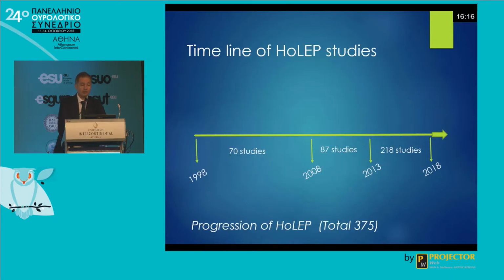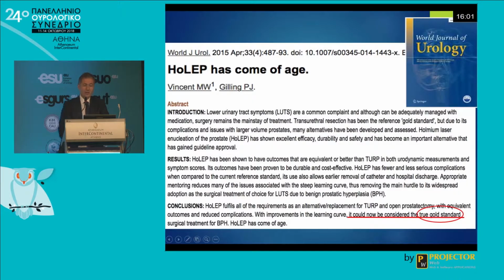And I would like to show you the timeline of HOLEP studies. Please look at the last 5 years. After 2013, the frequency is increasing for HOLEP. So, Peter Gilling used this topic for his article: HOLEP has come of age. I fully agree with him. HOLEP could now be considered the true gold standard surgical treatment for BPH. HOLEP has come of age.